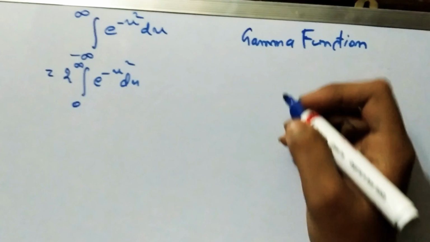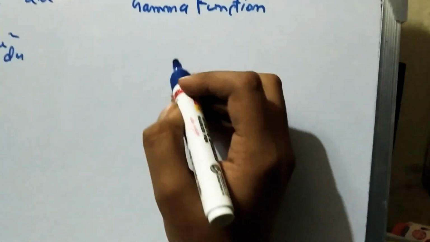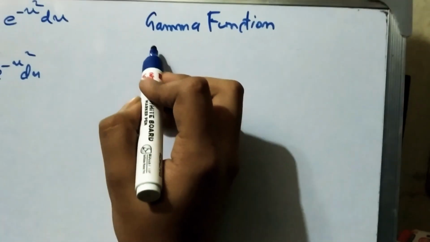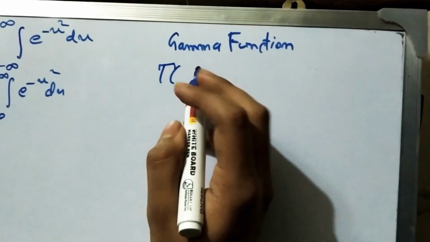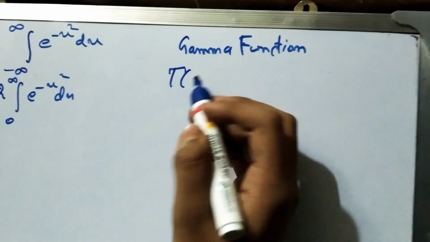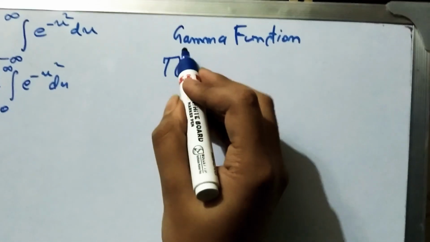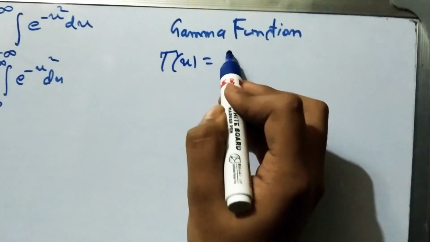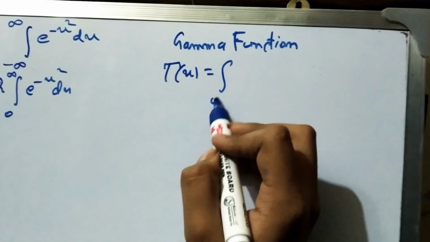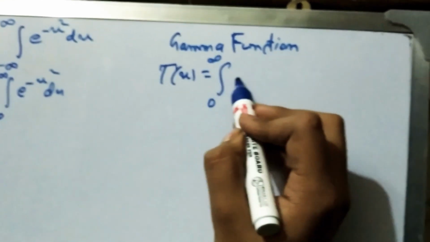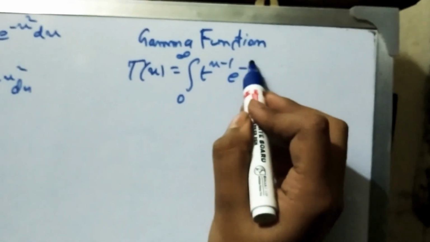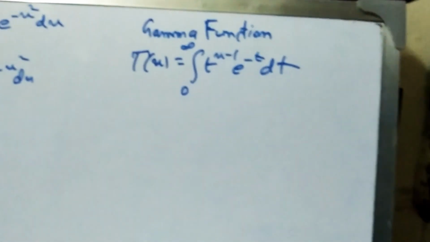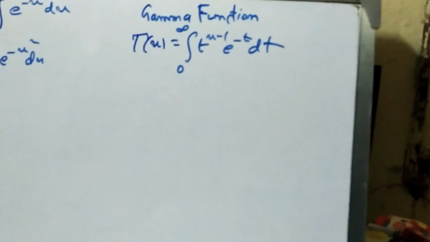Moving on, now we are going to define the gamma function. What is this gamma function actually? We use this particular symbol, which is the gamma symbol in the Greek alphabet. We define the gamma function as the integral from 0 to infinity of t raised to the power of x minus 1, e to the power of minus t dt. Fine, so this is the integral.